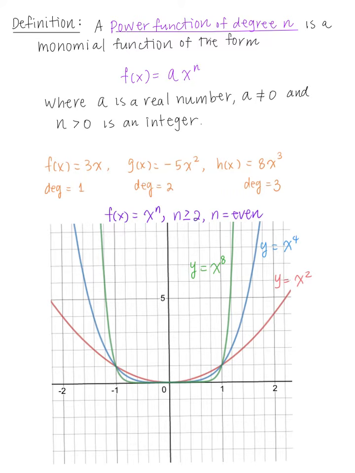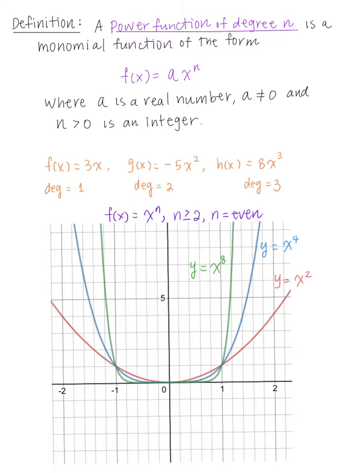So in your own words, what's going on as n increases when n is even? Well, here's our y equals x squared, right? Now let's just look at y equals x to the 4th. Doesn't it look like it's getting skinnier at the top, but it flattens towards the bottom? And then let's look at x to the 8th, same thing, right? It's getting skinnier, but it's getting more flat at the very bottom.